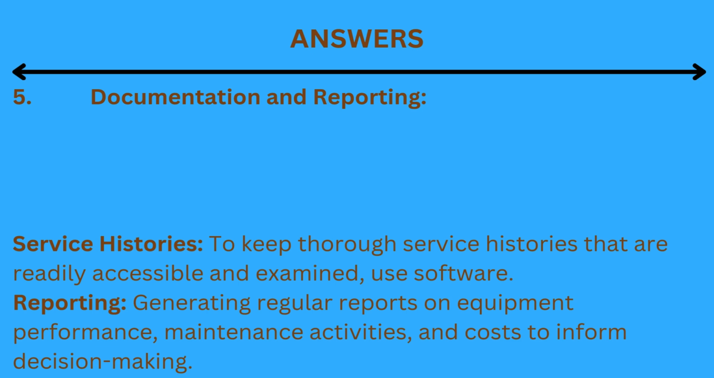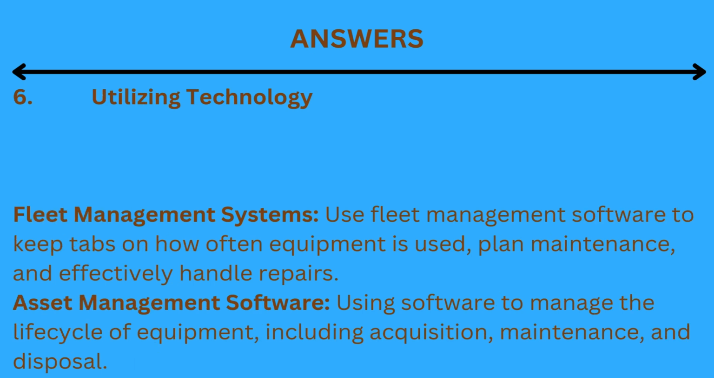B. Service histories. To keep thorough service histories that are readily accessible and examined, use software. C. Reporting. Generating regular reports on equipment performance, maintenance activities, and costs to inform decision-making. 6. Utilizing technology. A. Fleet management systems. Use fleet management software to keep tabs on how often equipment is used, plan maintenance, and effectively handle repairs.